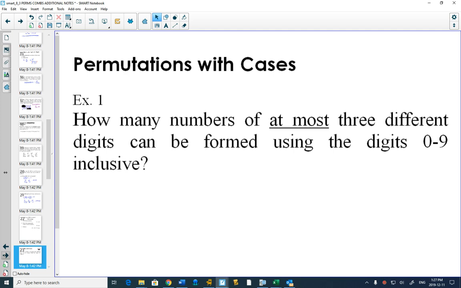A very typical one comes with numbers. How many numbers of at most 3 different digits? So you could have 3 different digits, 2 different digits, or 1.